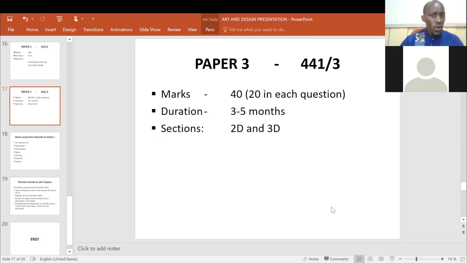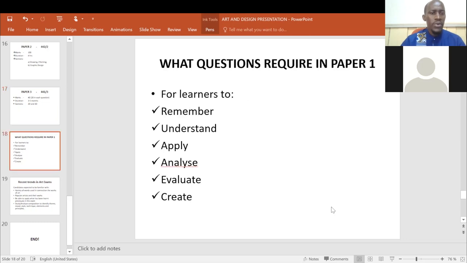The duration of paper three ranges between 3 to 5 months. That is why we refer to it as the project paper. Now, when you're handling paper one, what are some of the things that the candidate should pay attention to? What does the examiner, or what does the exam, require from you?